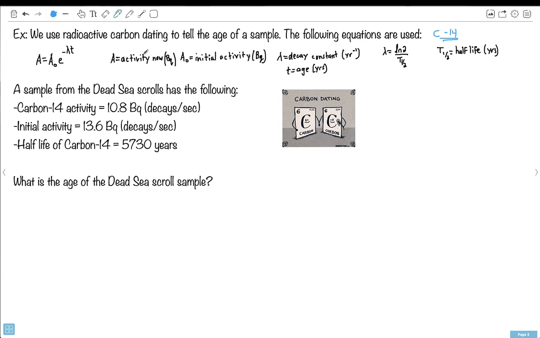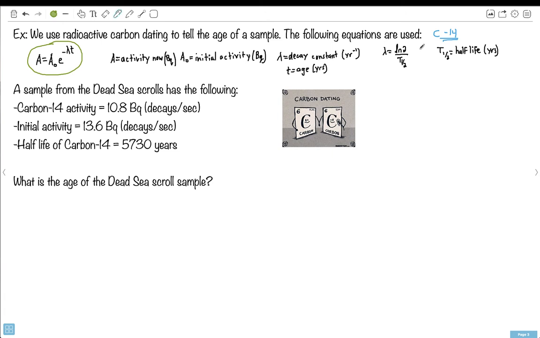So the following equations are used. We're going to use this equation right here, A equals A0 e to the minus lambda t. Now we just have a lot of variables. I'm just trying to show you, this is a real physics example. We can do this for physics. So A is the activity now, and it's measured in a unit called becquerels, so that's Bq. It's also known as decays per second. We have A0, the initial activity, that's how many decays per second there were initially, at the start. We have this thing called lambda, which is a decay constant. It'll have units of 1 over time, so in this case it'll be years to the minus 1. t is the age in years.